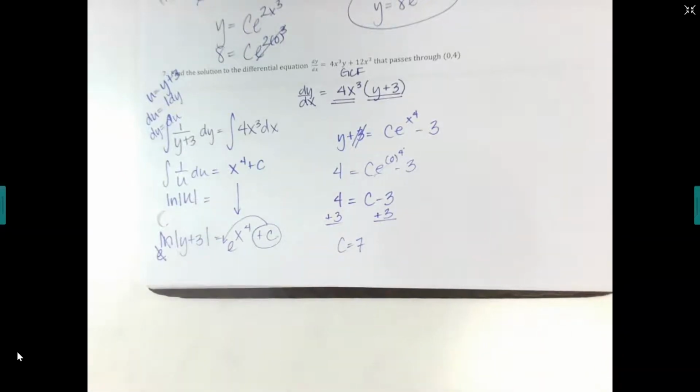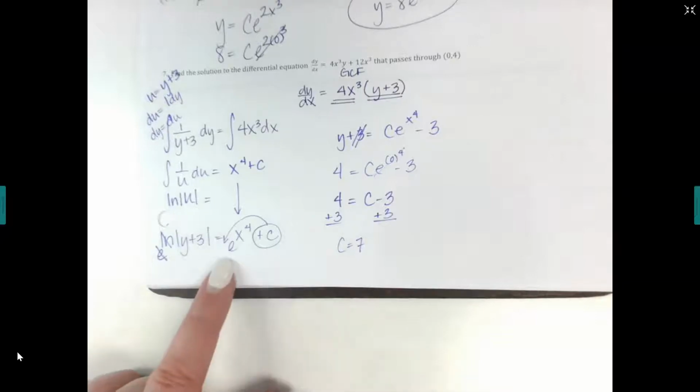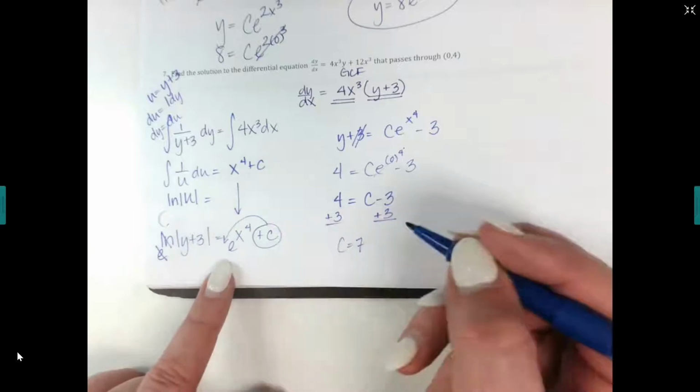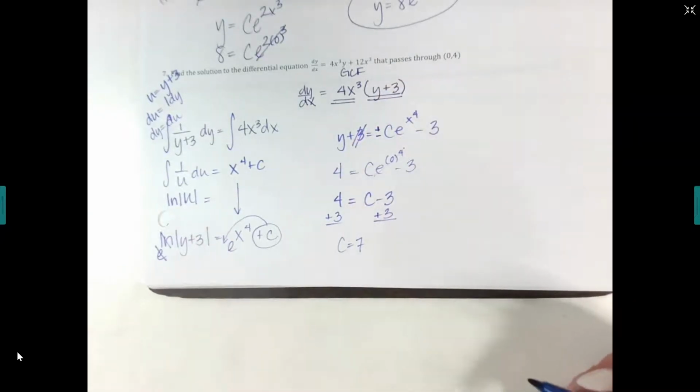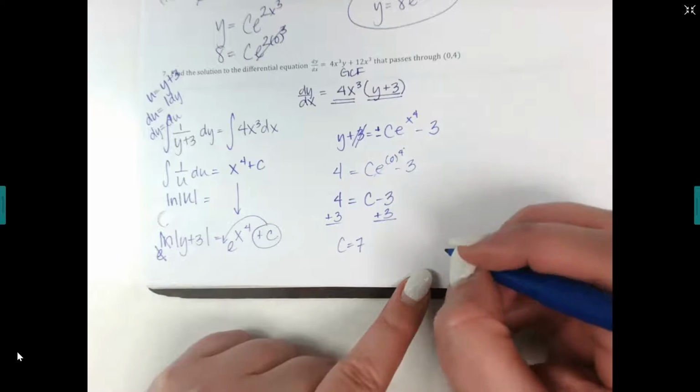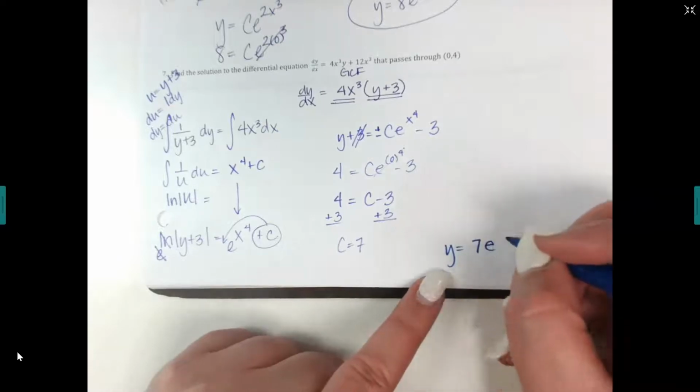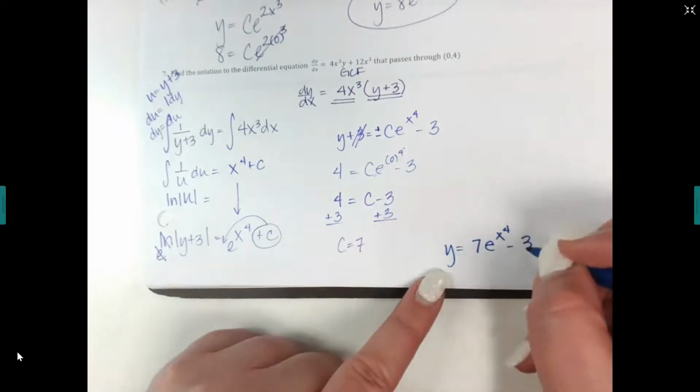Okay, that's a good question. Remember, the plus or minus goes away when I move the c to the front, because remember, we don't know what C is, then it could be plus or minus. So if you wanted to put the plus or minus here, you could on the C, but it's kind of pointless because once you find what C is, you'll know if it's plus or minus anyway. Okay? So my equation would be y equals 7e to the x to the fourth minus 3.